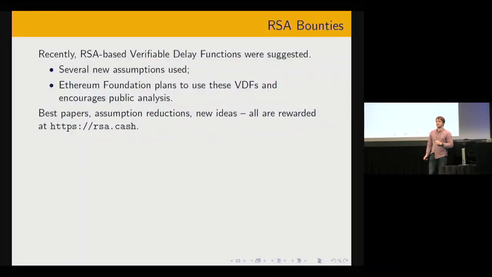So you might have heard that last year some really fancy verifiable delay functions were suggested based on RSA, and they are planned to be used in Ethereum. And this is actually a very important part of new Ethereum designs. And the Ethereum Foundation encourages analysis of new assumptions that were used to build these verifiable delay functions. Well, if you want to write a good paper, if you want to analyze some assumptions, if you want to just bring up new ideas, they all will be rewarded. Just go to the website rsa.cash.